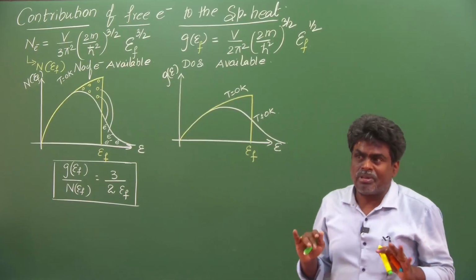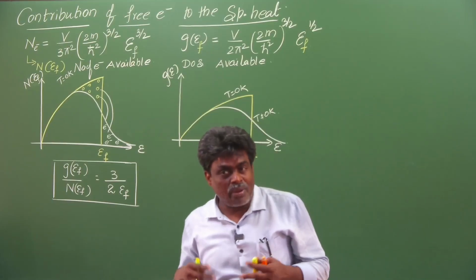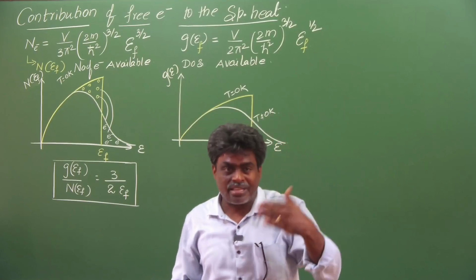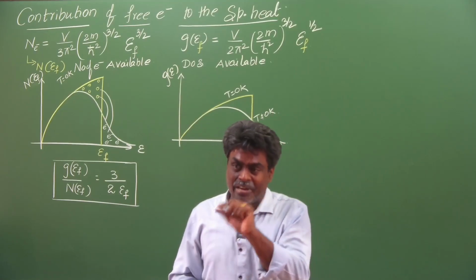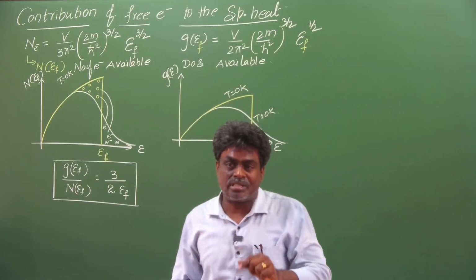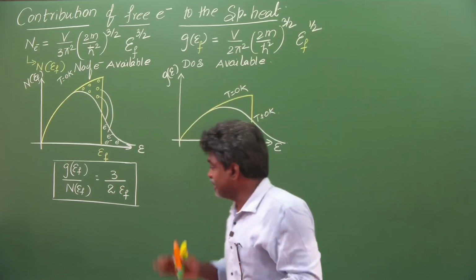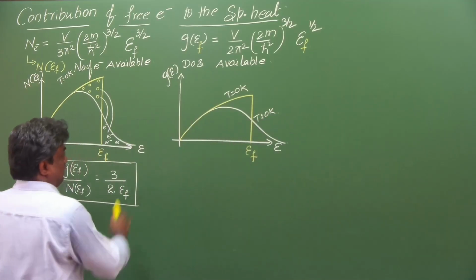So, for example, 10 electrons I have given. How many states are required minimum? 10. 20 is okay, but less than 10 is not possible. If anybody asks, distribute 10 electrons in 9 states, not possible. That is the condition, just remember. Is it okay? First draw the graphs.